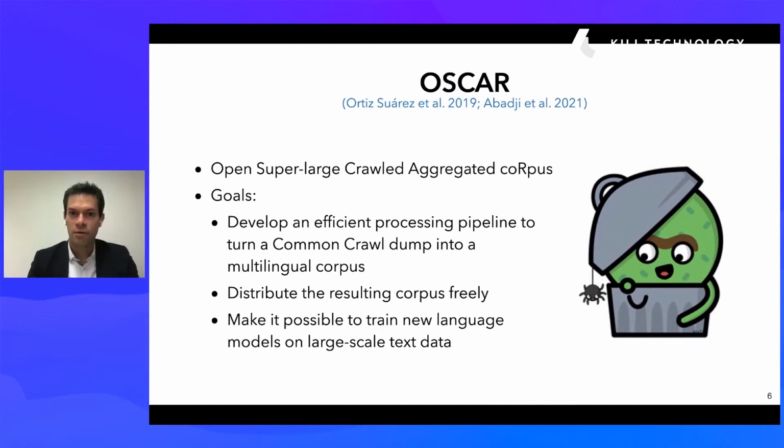OSCAR is another example of a corpus based on Common Crawl dumps. OSCAR stands for Open Super Large Crawled Aggregated Corpus. When we developed OSCAR, our goals were threefold. Firstly, we wanted to develop an efficient processing pipeline to turn a Common Crawl dump into a multilingual corpus. Secondly, we wanted to create a corpus that we could distribute freely. And thirdly, we wanted to make it possible to train new language models on large-scale text data, thanks to this corpus.